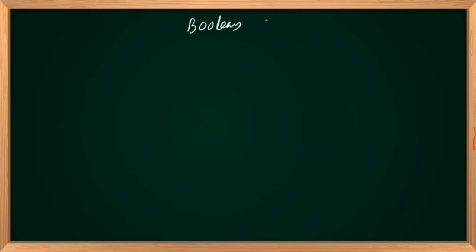Boolean Algebra. So it's a binary algebra. Base is 2. So the variables in Boolean algebra can take two values. Let us say if x is a binary variable, x can take either 0 or a 1. Right? Either 0 or a 1.